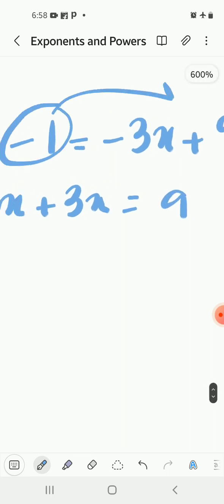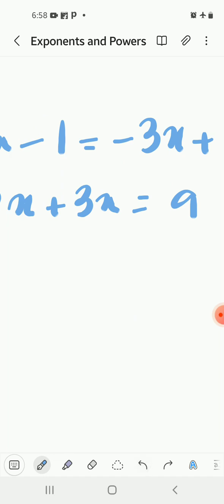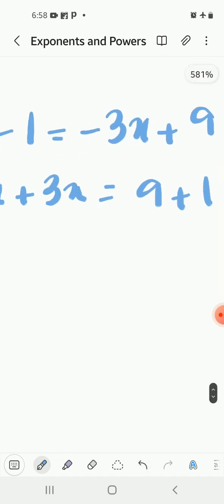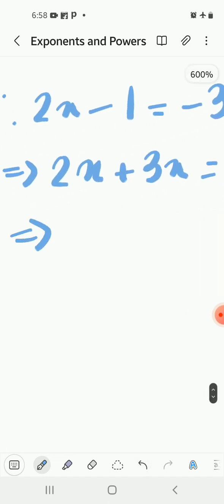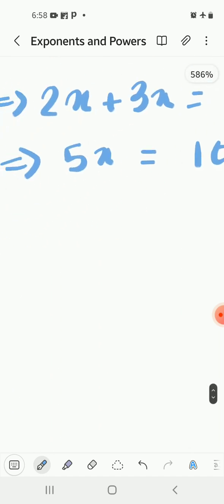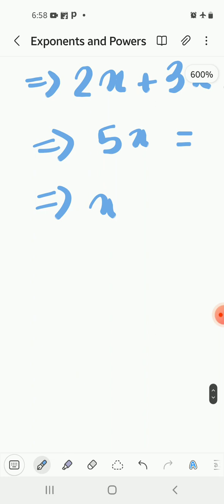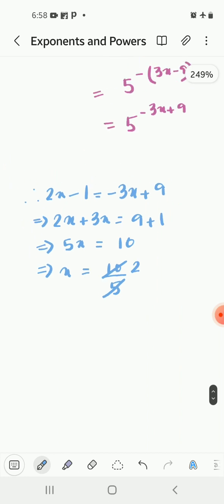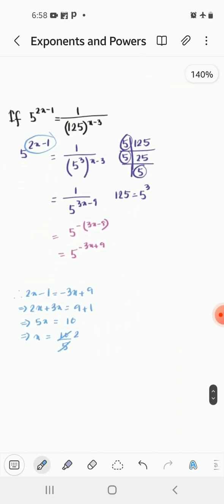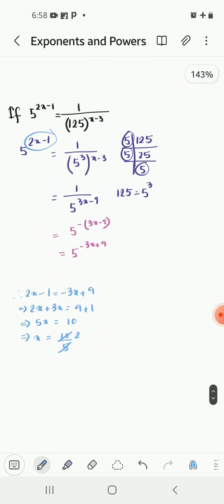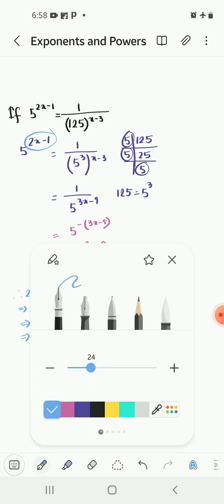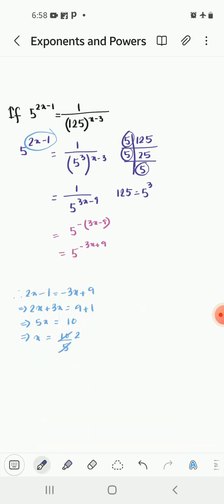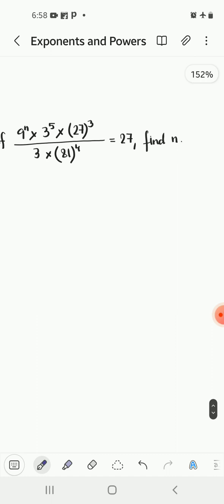This minus 1 moves to the other side, so this becomes plus 1. So we get 3x plus 2x, that is 5x, is equal to 10. Therefore, we can write x is equal to 10 by 5. Cancel it out. The answer will be 2. So that is how we are going to solve this. We will move to something similar.